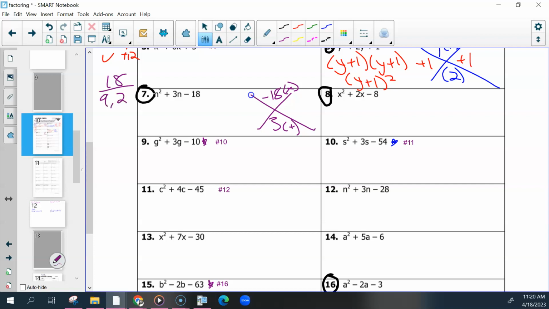9 and 2. Some others, and we can say these out loud. 6 and 3. 1 and 18. So of these, one of the numbers would have to be negative in order to add to be 3. Add or subtract to be 3. Which ones would work?